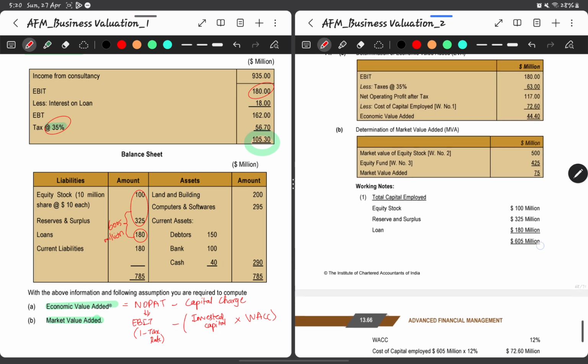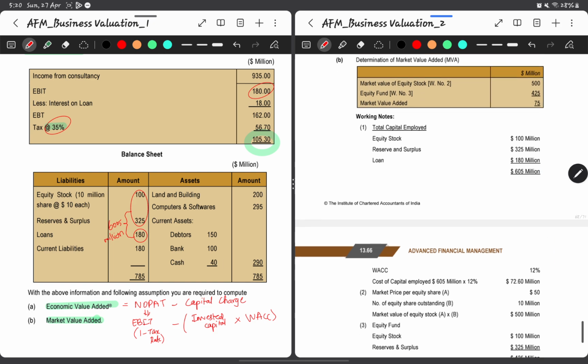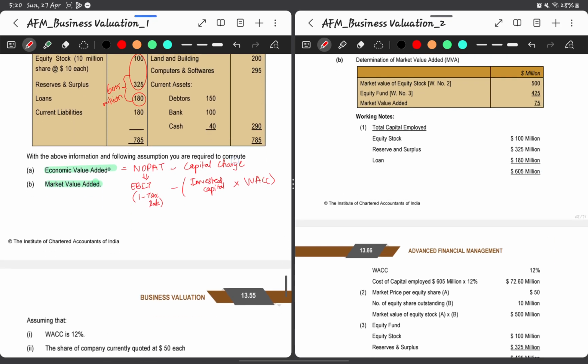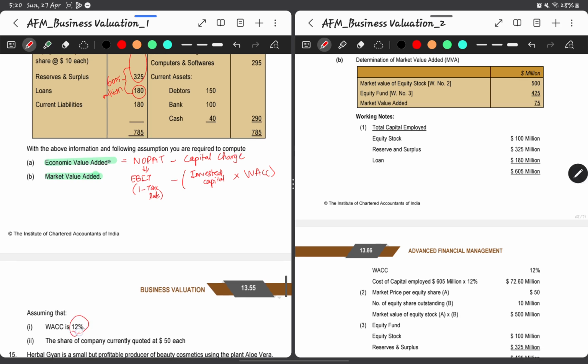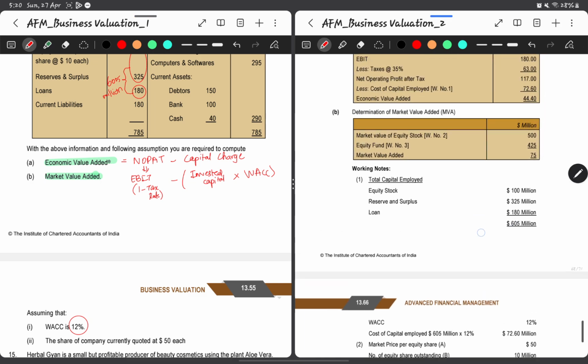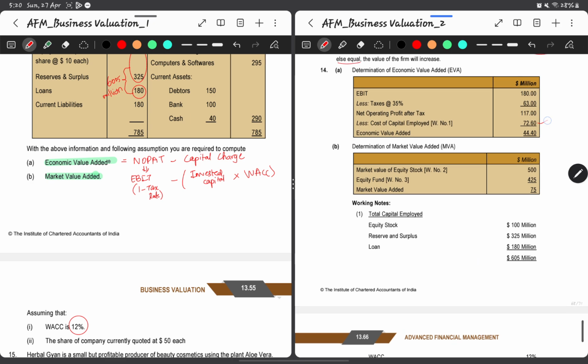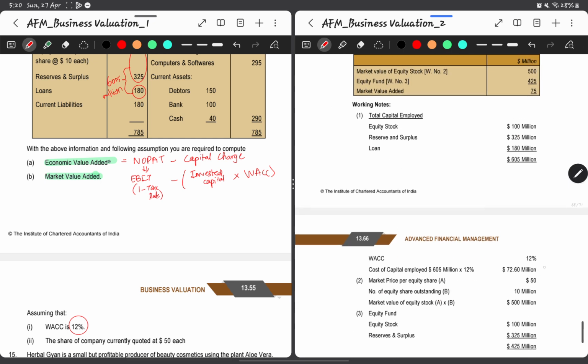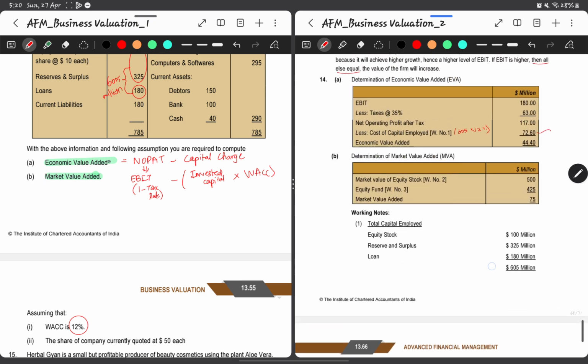Okay. Now we need the weighted average cost of capital. They have already given, assumption is there, 12%. So multiplying that with 605 will give us the capital charge. So in our case it is nothing but 72.6. So 605 multiplied by 12%.